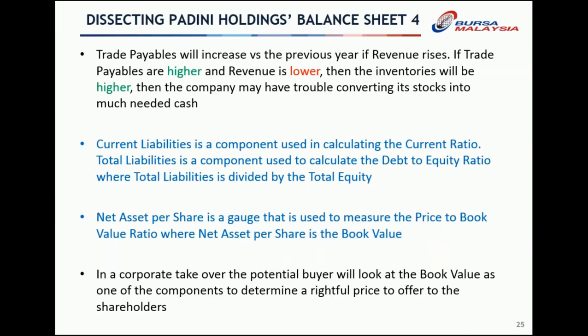Current liabilities is a component used in calculating the current ratio, as I mentioned. Total liabilities is a component used to calculate the debt to equity ratio, where total liabilities is divided by the total equity. Normally, I use this ratio, not so much the gearing ratio, for common stocks. But for REITs, again, as I mentioned, I will use the gearing ratio because the REITs gearing ratio is calculated differently. It is total borrowings, not just long-term borrowings. So you see the contrast.